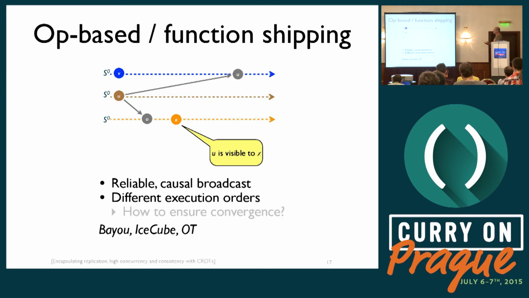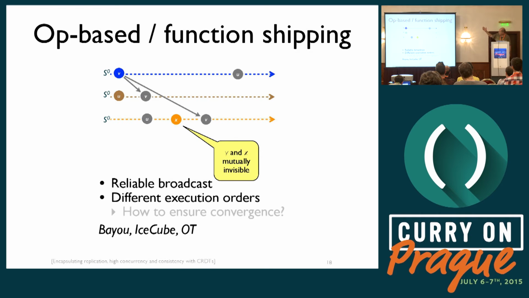The other approach is called function shipping, or operation-based. Here, what you ship is not the content of the data, it's the code for the change, or the change itself, the delta. So here I'm sending the change U that happens first on the middle replica to the other two. Now this other operation X, which happens, will see the result of U, and therefore we say that U is visible to X, even though U happened on a different replica. And here we have a concurrent update V, and V does not see the result of U. It's not visible.